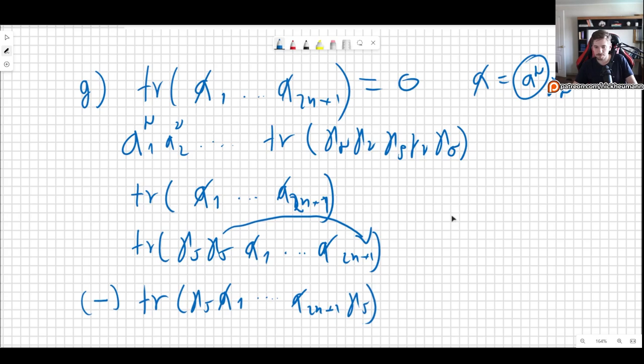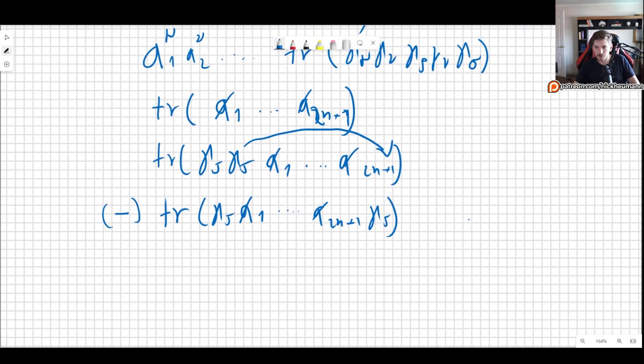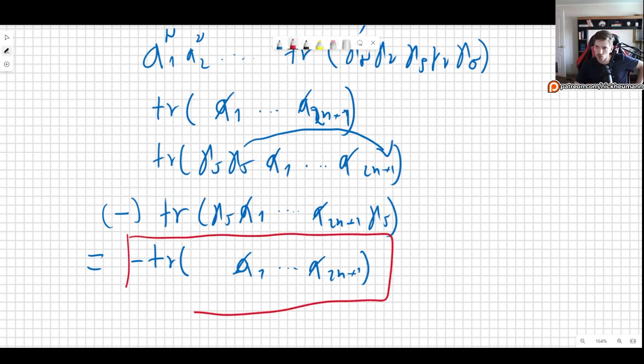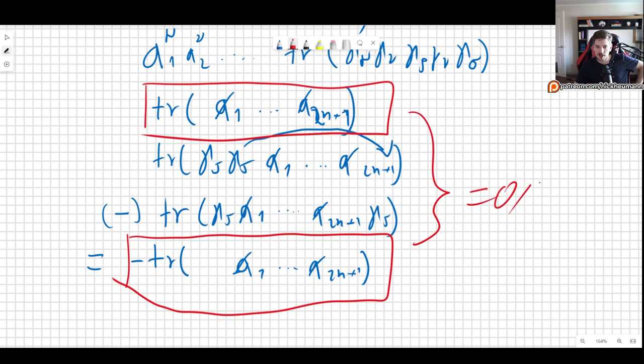Now that we have this, we can use the cyclic property. So this has to be equal to minus the trace of gamma 5, a1 slash, and so on, all the way to a slash 2n plus 1, with an additional gamma 5 here, the one that we cycled, but gamma 5 squared is 1. So now we see that this and this have to be equal, and as we have done many times in the past, this is equal to 0.